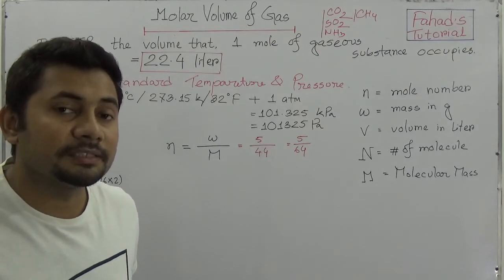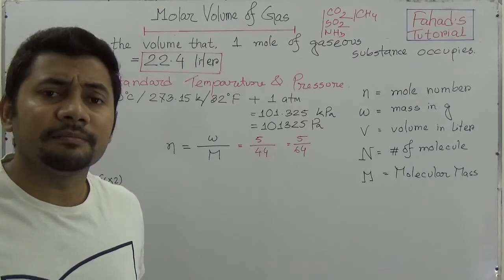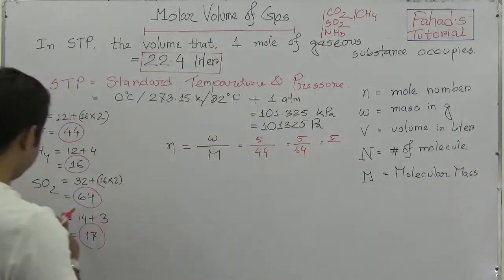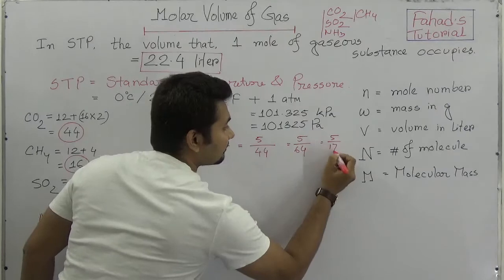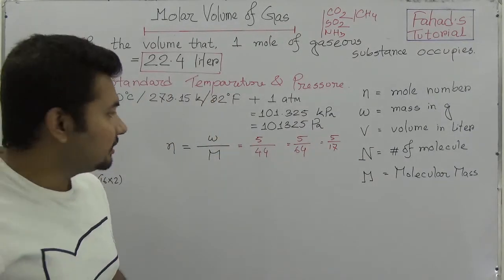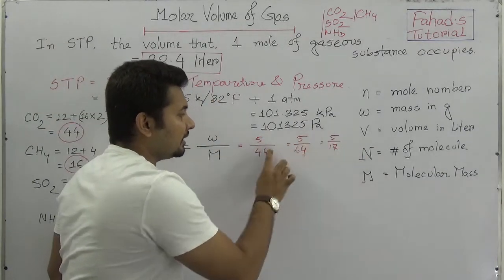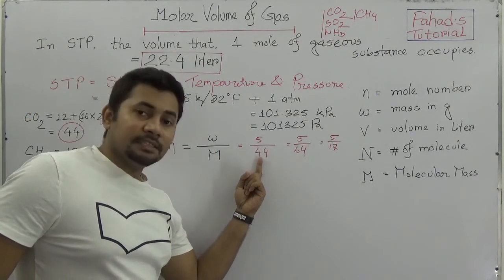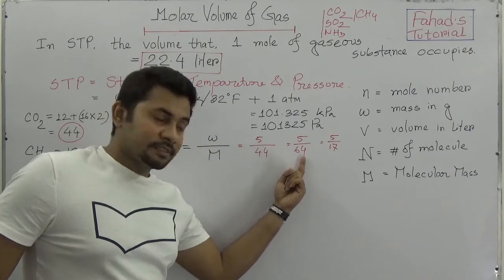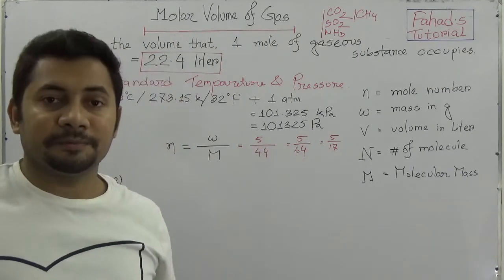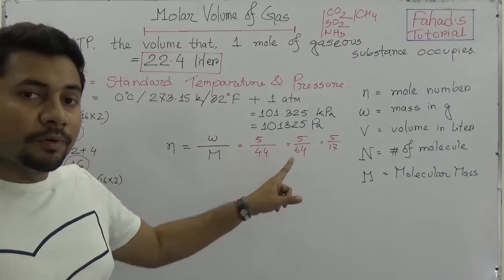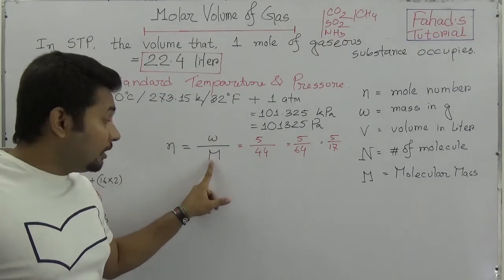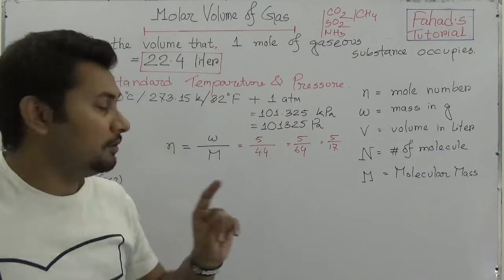If the question is what is the mole number of 5 gram ammonia, then it would be 5 upon 17. Now you see, every value would be less than 1, and that is the mole of carbon dioxide, the mole of sulfur dioxide, the mole of ammonia. So whenever you think about the mass, mass upon molecular mass, that is the mole.